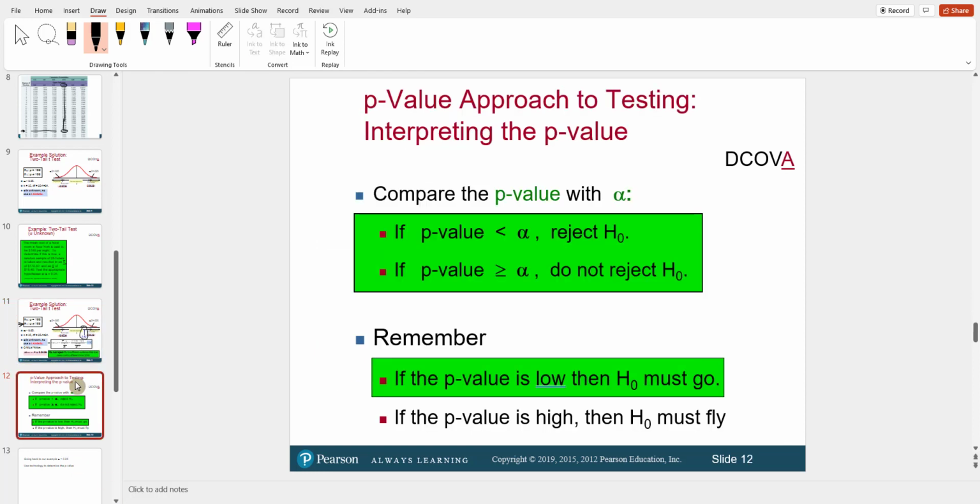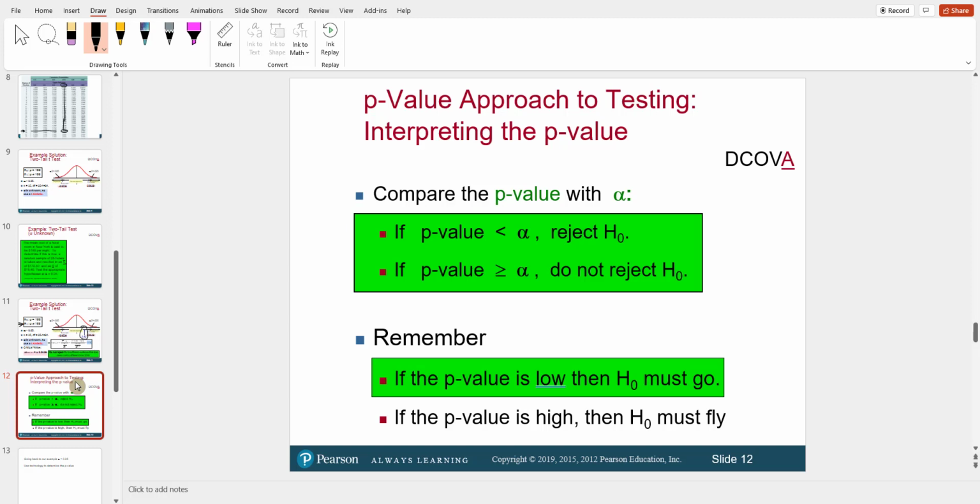Another way you can do this is with p-values. You're going to compare the p-value with your alpha level, or your significance level. If the p-value is less than alpha, you reject the null. If it's greater than or equal to alpha, you do not reject the null. So there's a saying, if p is low, the null must go. So that means if your p-value is less than your alpha, the null must go. That means you must reject the null.